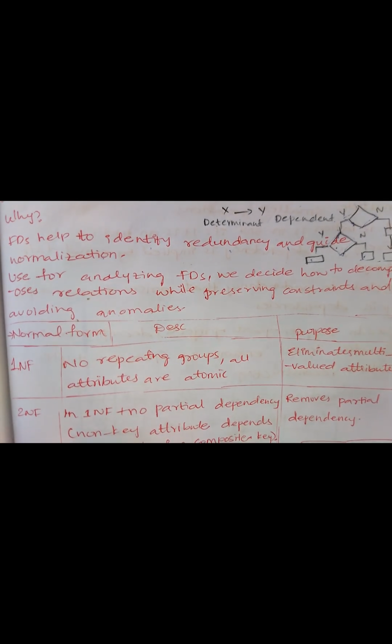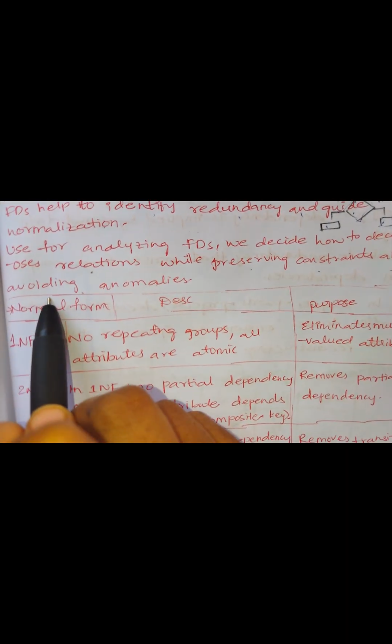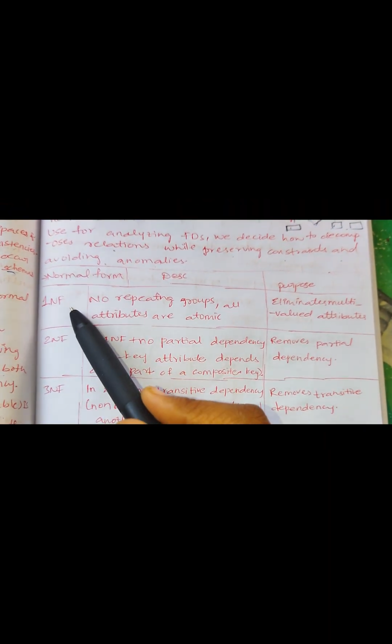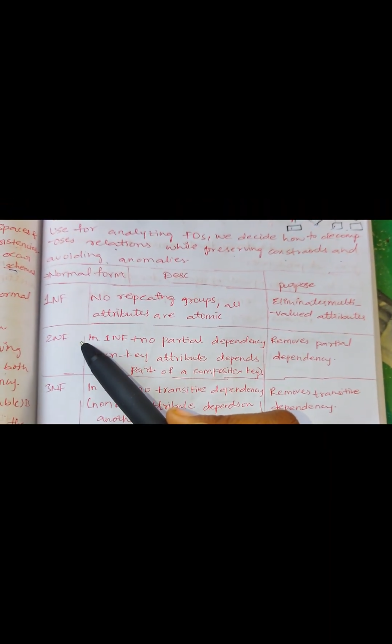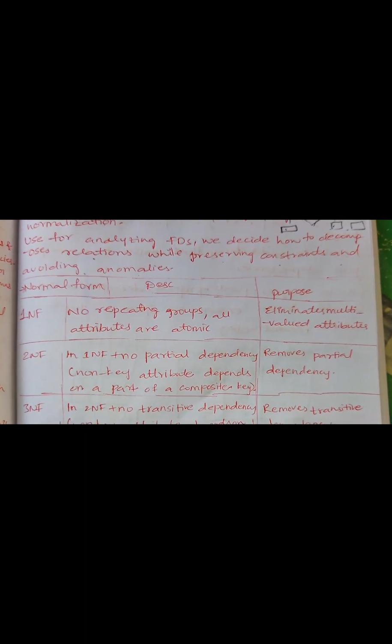Like that. Used for analyzing functional dependencies, we decide how to decompose relations while preserving constraints and avoiding anomalies. Problems are known by this concept, reasoning about functional dependencies. Normal form types: first normal form or 1NF, second normal form or 2NF, third normal form or 3NF, BCNF, Boyce-Codd normal form.